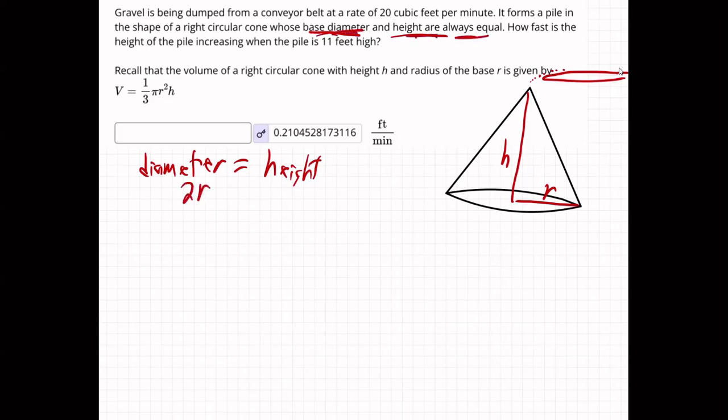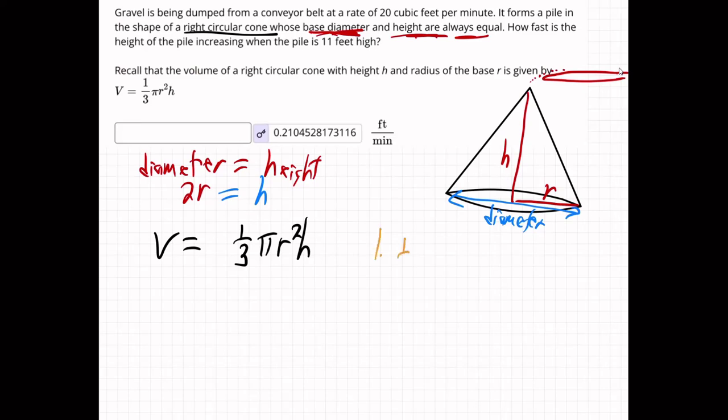Diameter is 2r, right? Diameter means all the way across the circle. Radius is half. So diameter, two radiuses, equals the height. And then we have the statement for the volume of a right circular cone. There's the volume that they gave us.